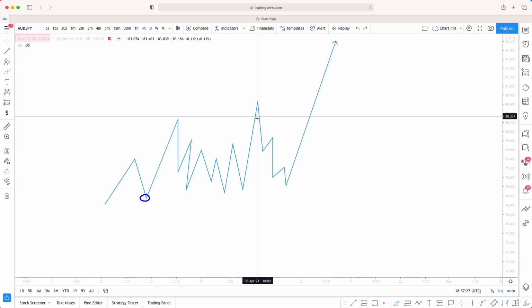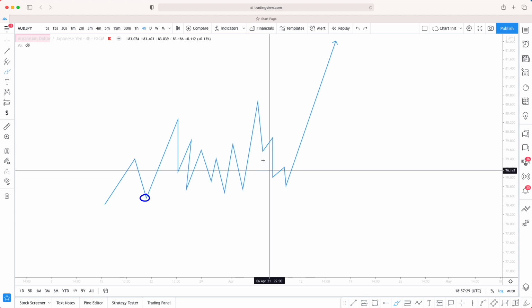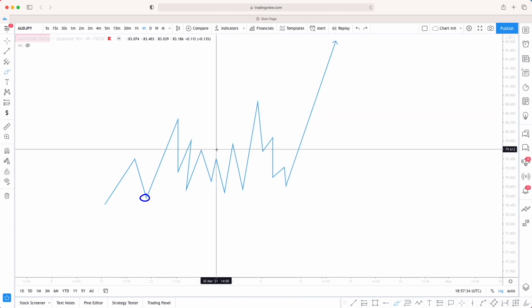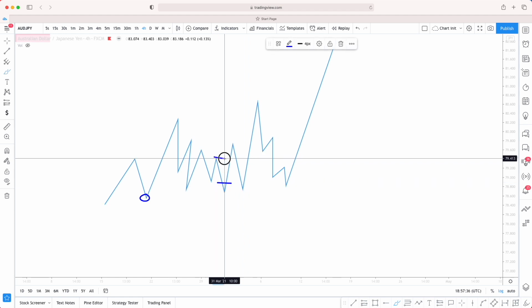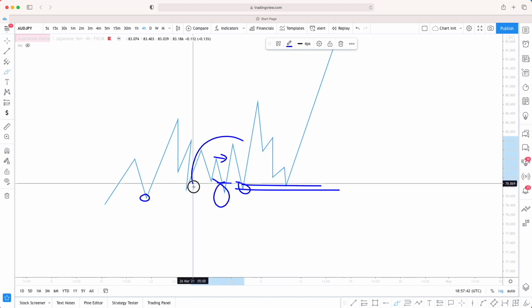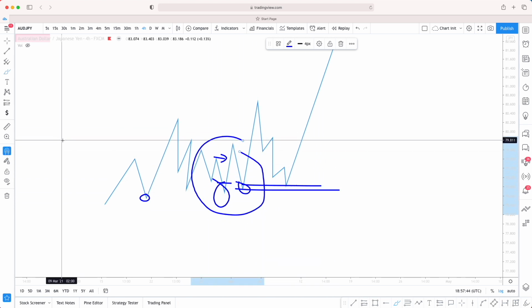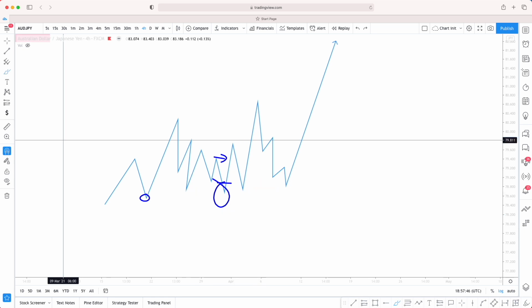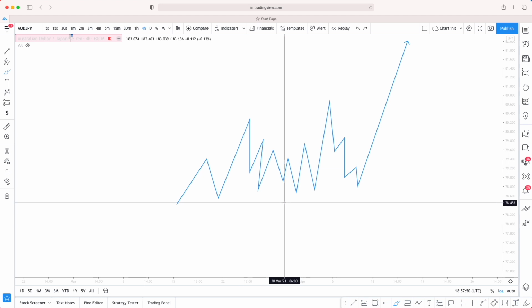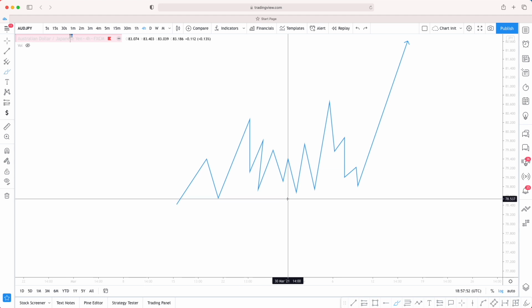Okay, and by doing that, you'll be able to catch the right pull. You'll be able to catch the right breaker structure and the right pullback. Because if you're getting a breaker structure here, for example, and you're entering here, you're going to be taken out because you're trading off minor structure, right? So understanding what range you are in will give you that edge of understanding market structure.